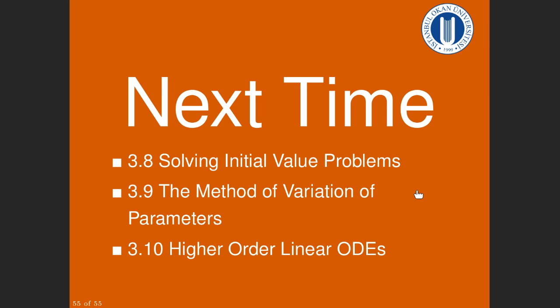Next time, we're going to finish chapter 3. I will solve some initial value problems. That will be partly revision and partly showing you how we solve a whole problem. We'll look at the method of variation of parameters. That's another way to find a particular solution. And then finally, we will generalize our ideas to higher order linear differential equations. Are there any questions?